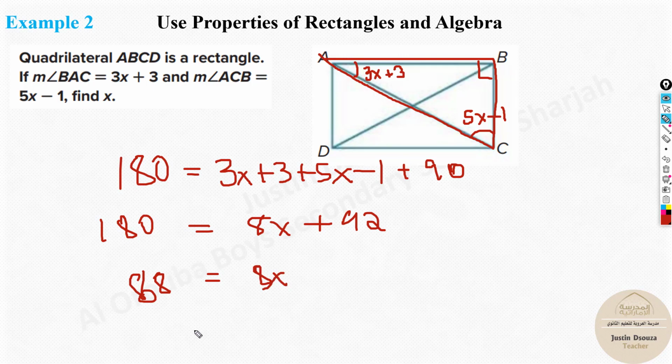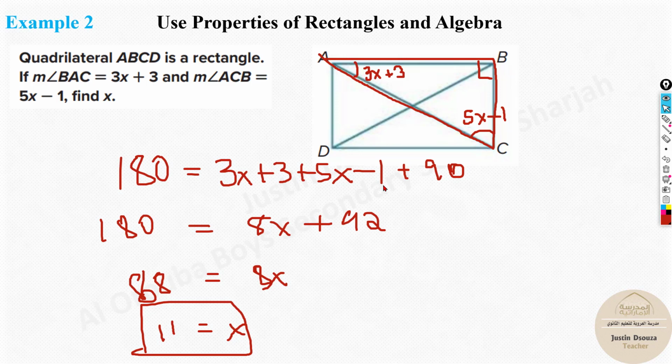8x is equal to 88. Divide both the sides by 8, you will get 11 equals x. This is the correct answer, x equals 11. Sorry, not 11x, x equals 11. 11 equals x. So this is the correct answer.